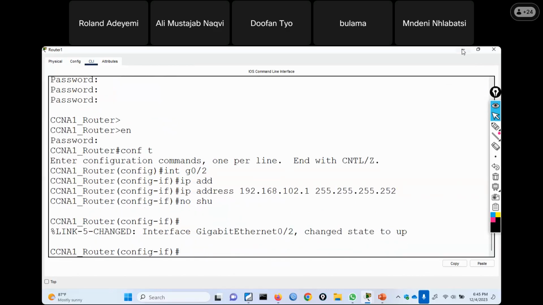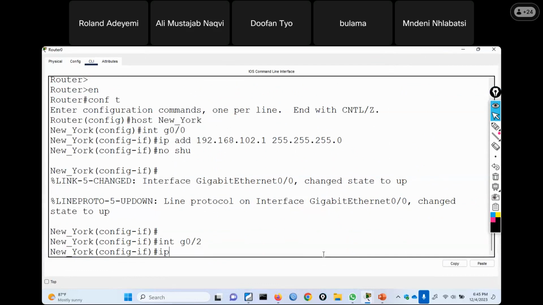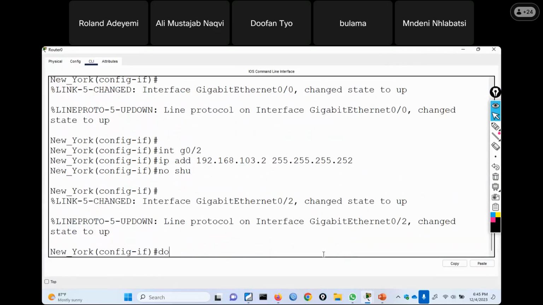I'll go to the other side and do the same thing. Put a different IP address. Interface G0/2. IP address 192.168.103.2. I hope I put 103 on that side. So now let's think about the other side. The other side is 103.1.